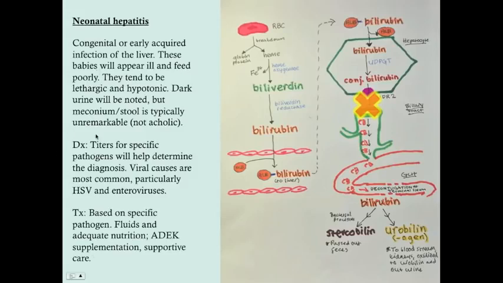For diagnosing neonatal hepatitis, you just need to get an array of titers for specific pathogens, particularly viral pathogens, HSV, enteroviruses, CMV. Viral causes are the most common, but there are also bacterial causes as well, syphilis, E. coli, some other ones, group B strep. And then the treatment is going to be based on the specific pathogen, of course, fluids and adequate nutrition, and then supportive care, making sure that you supplement the baby with medium-chain triglycerides and vitamins A, D, E, and K.